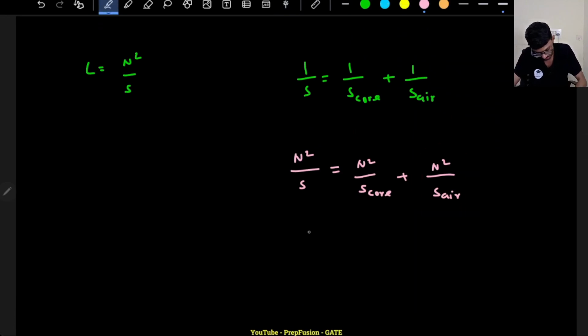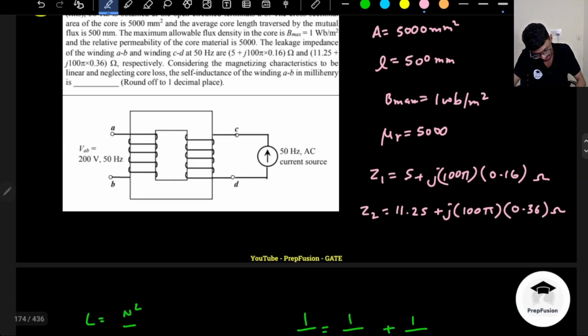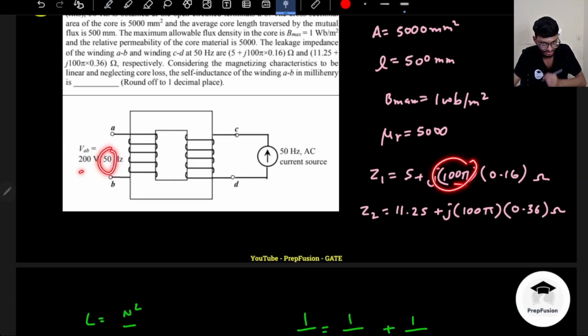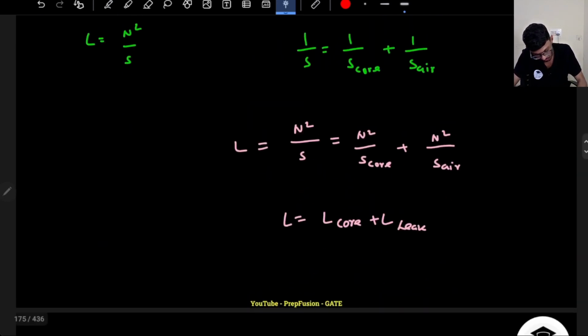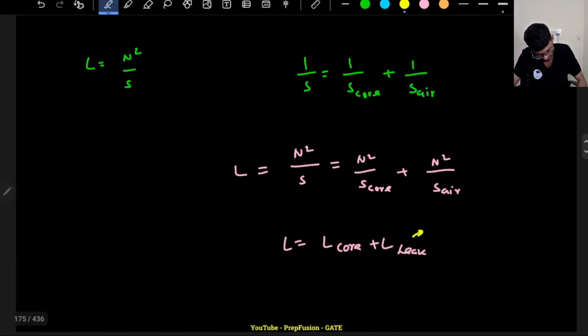So basically, my overall L will be equal to L of the core, the inductance due to the core, plus the inductance of the leakage flux. So leakage flux inductance is already given to me, right? Because this is 2 pi f, that is 2 into 50, that is 100 into pi, and this is L, omega L basically. So this is my leakage reactance, right? This is already known to me, that is 0.16. I just need to find out the inductance due to the core.